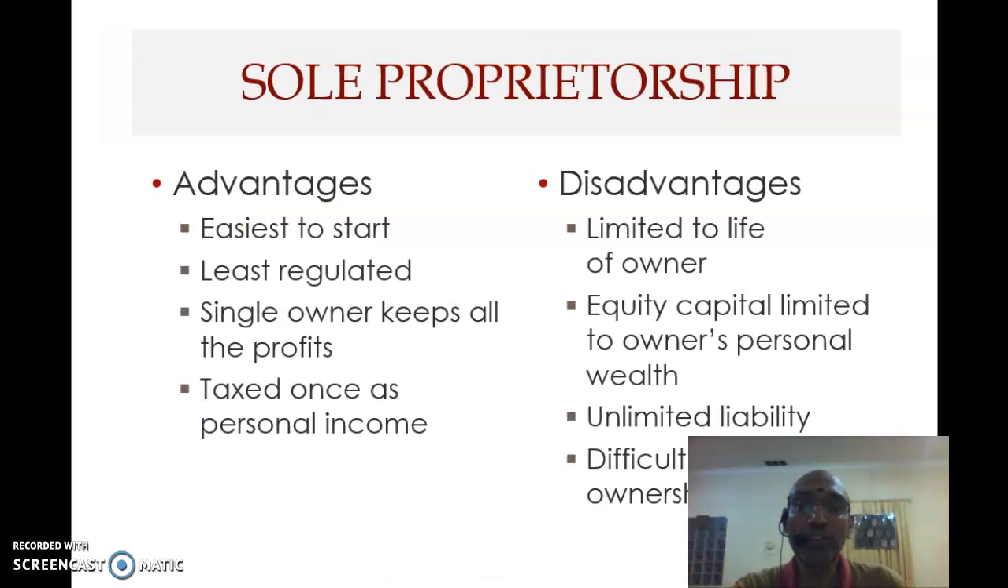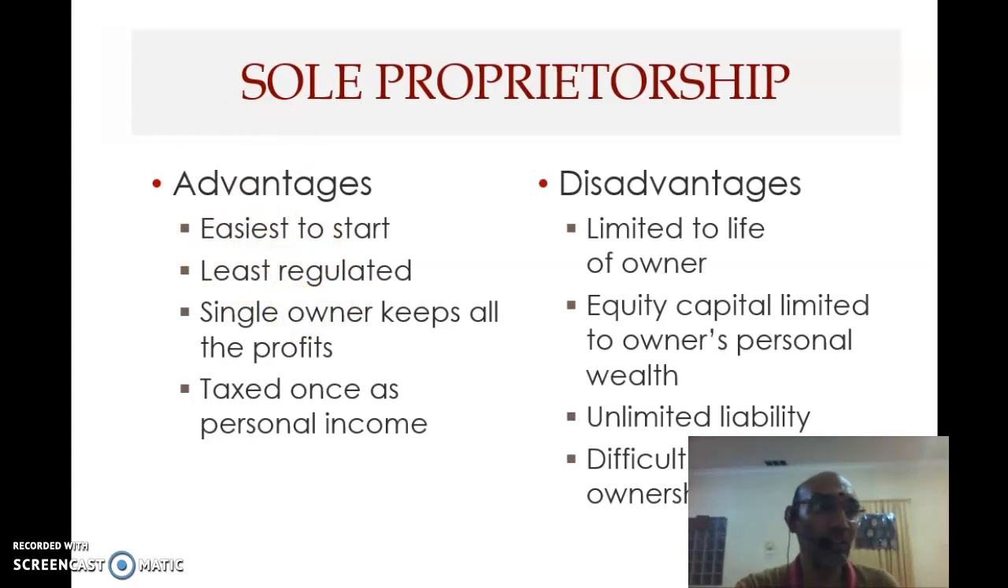Alright, sole proprietorship. So what is a sole proprietorship? I've explained very briefly that it's owned by a single person and run by a single person. The business is owned by one person and it's run by that person. So what are the advantages? It is easy to start the business, and the regulation is the least. Of course, there will be some regulation. There will always be regulation, depending on the country in which the business is being run. But compared to the other two types of businesses, this is the least regulated. There will be less regulation.